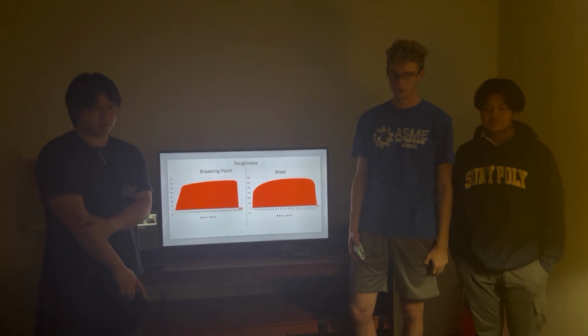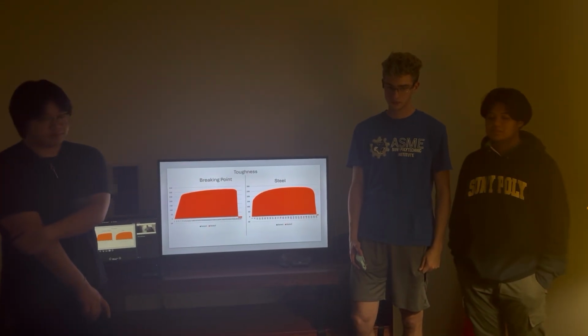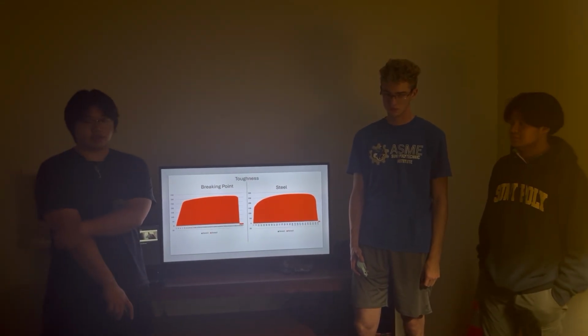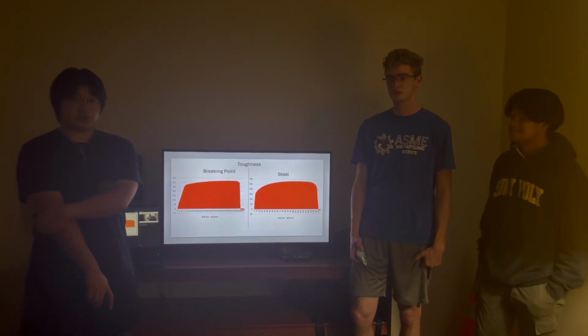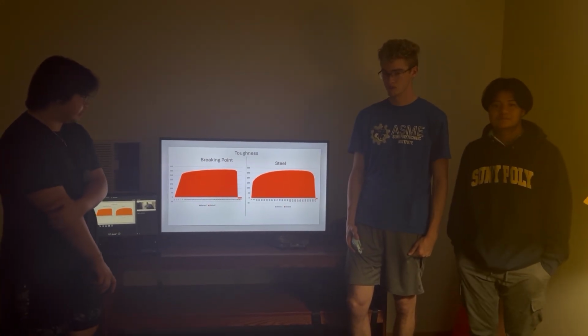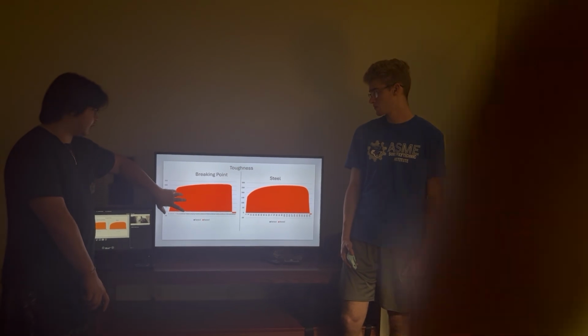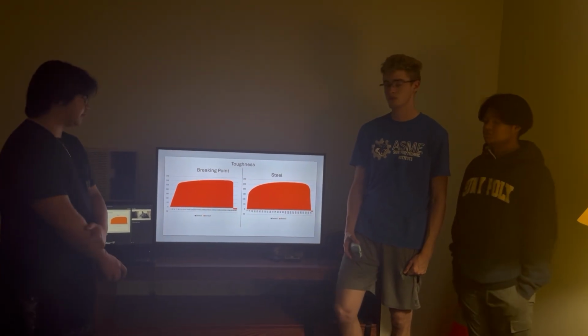And in this case, we don't use neither the Charpy impact test nor the IZOD impact test, but we do use a tensile test. And this is just a very, very brief showing of how the toughness would relate.